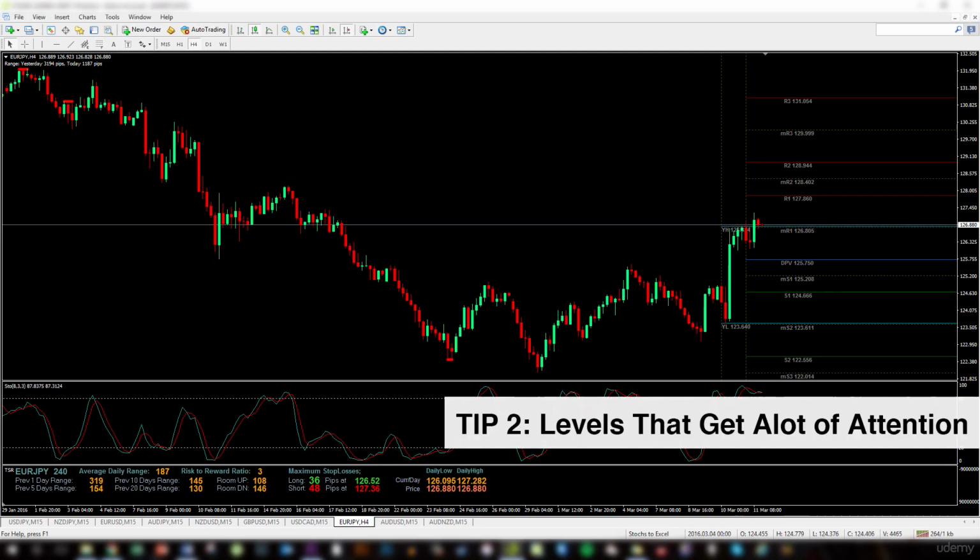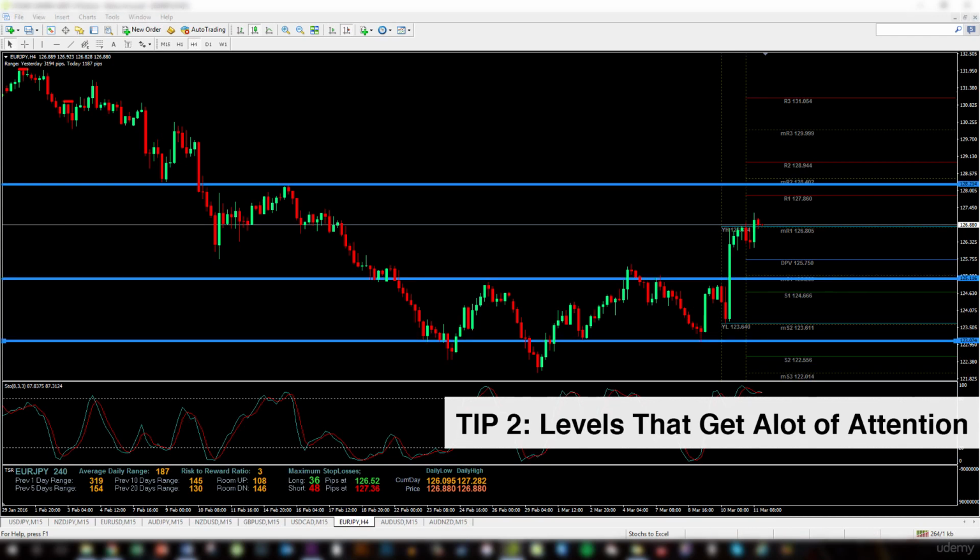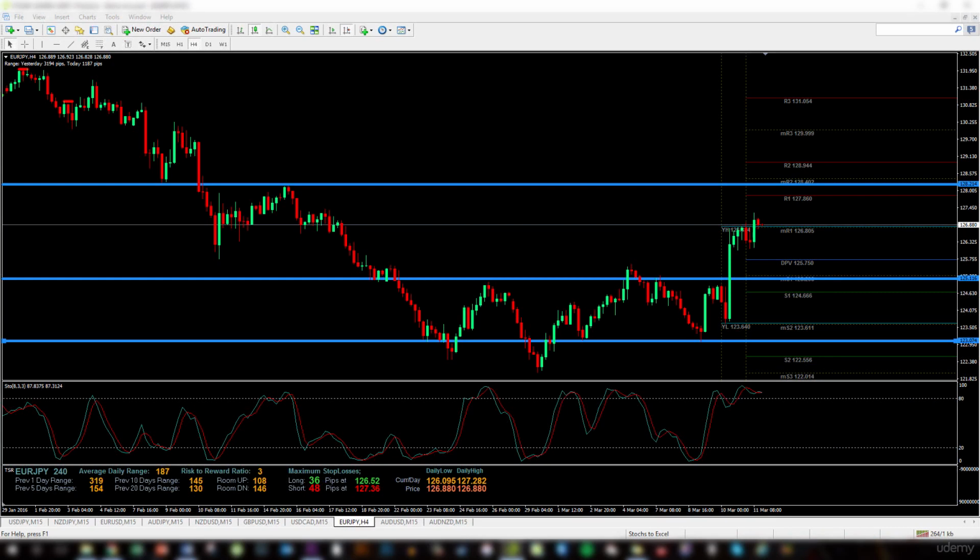Tip 2. Look at the levels that over time get lots of attention. The more times the level held, the better. If it gets rejected from these levels over and over again, or if the level held as resistance at one point, is broken, and price then used it as support, it adds more weight in terms of importance down the line.